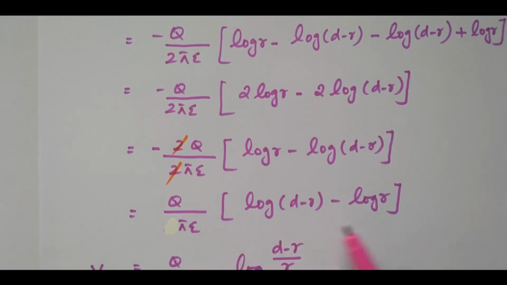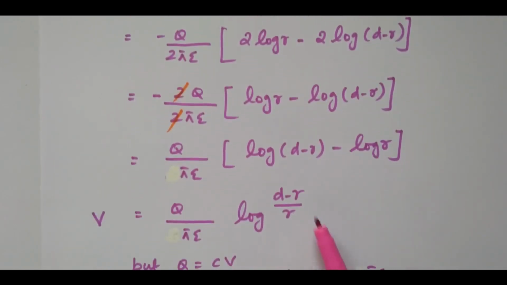Log r. Right? The negative available outside is multiplied inside, so these two values are interchanged. This becomes negative, this becomes positive, so log d minus r minus log r. What is log d minus r minus log r? That is nothing but log d minus r by r. Log a minus log b is nothing but log a by b. By using that, we can find this. So finally what we got? V equal to Q divided by pi epsilon log d minus r by r.